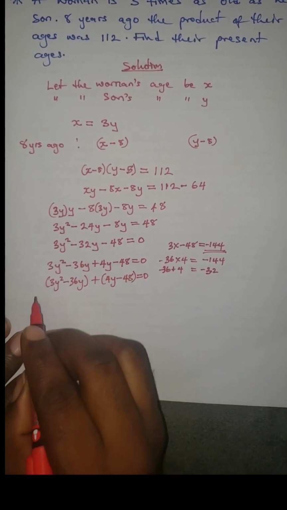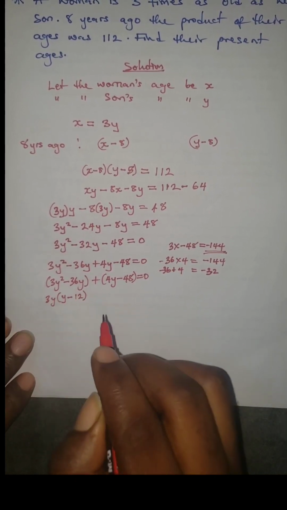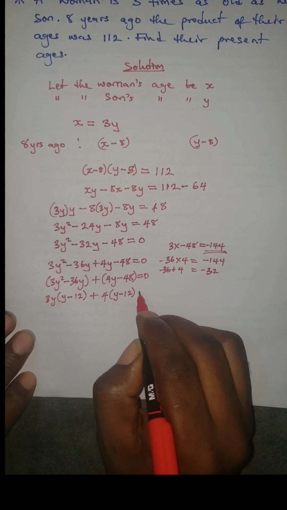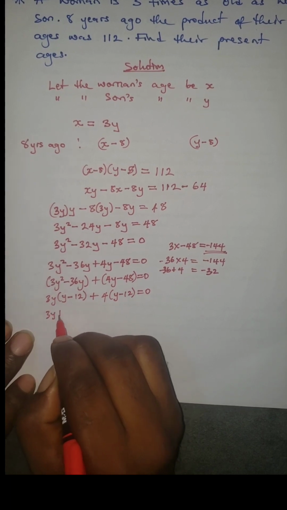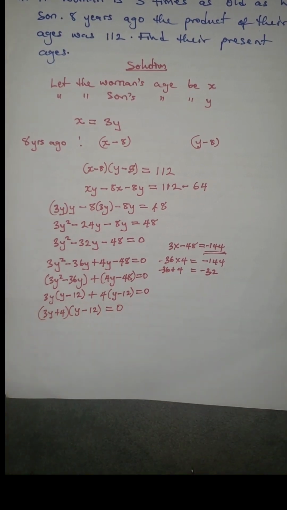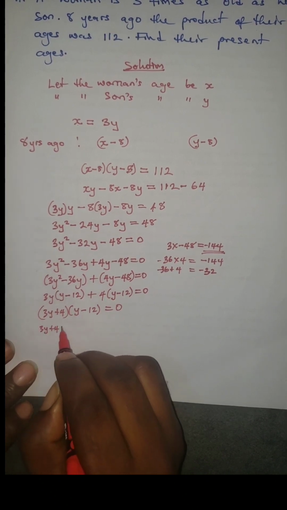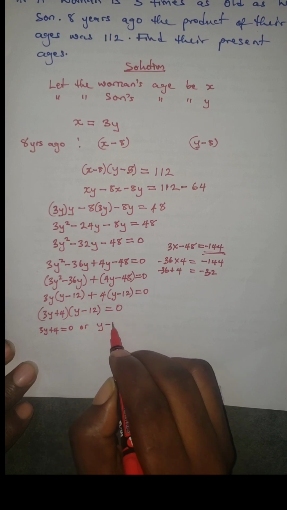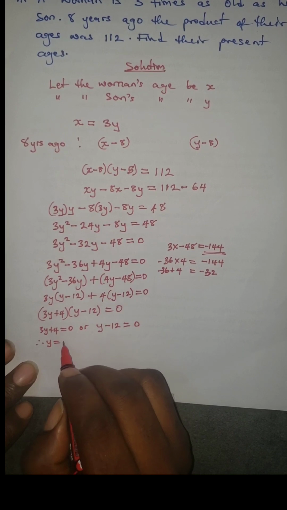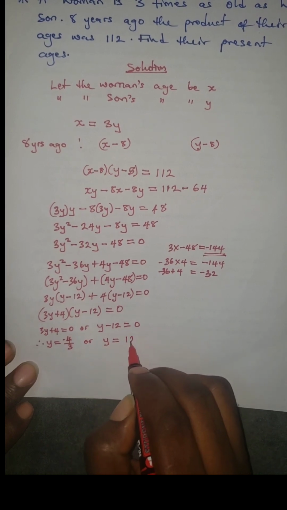So what is common? 3y is common. You have y minus 12 plus 4 is common. You have y minus 12. So that will give you 3y plus 4 into y minus 12 equal to 0. So with that now, we can say that 3y plus 4 equal to 0, or y minus 12 equal to 0. Therefore, y equals minus 4 over 3, or y equals 12.